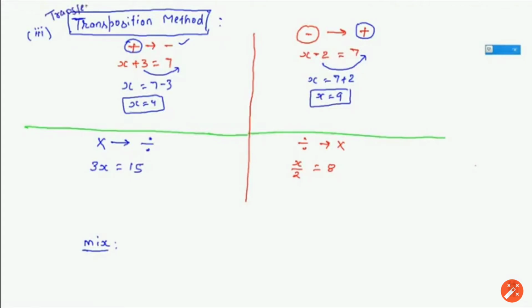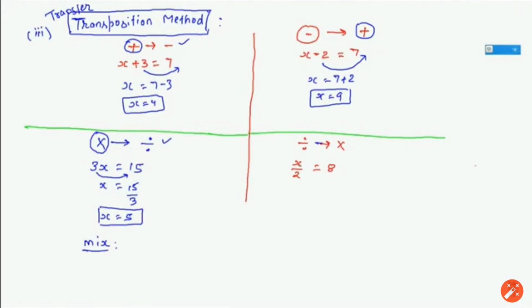Now multiply changes into division. Example: 3x is equal to 15. Here 3x, that means 3 multiplied by x. So x is equal to, it will go to the right side, 15 divided by 3, that means 15 by 3. So x is equal to 5. This is the solution.